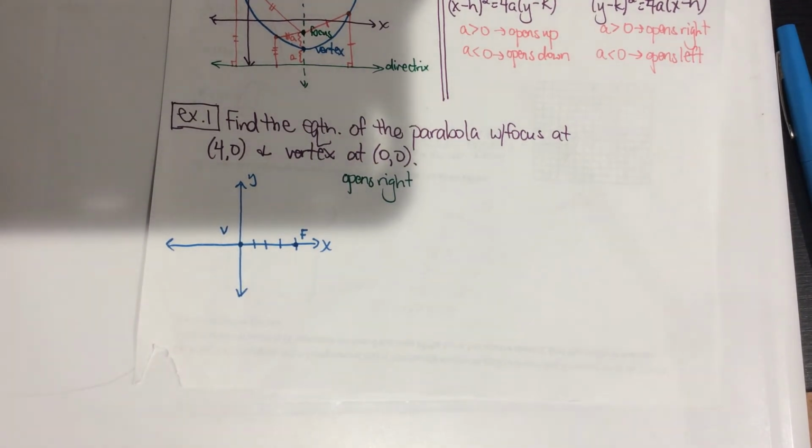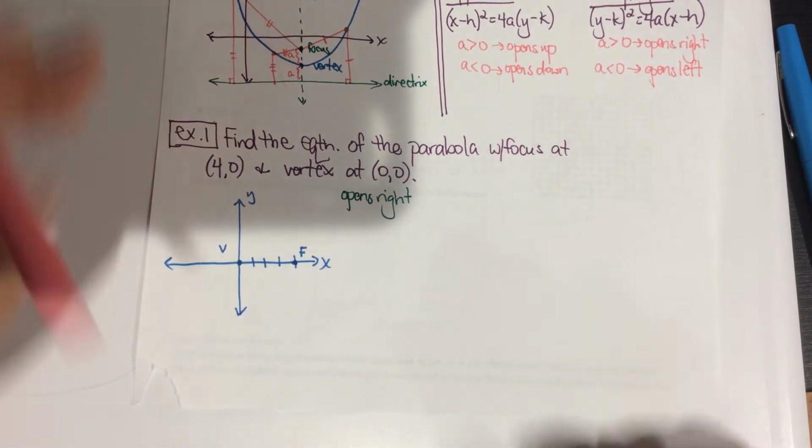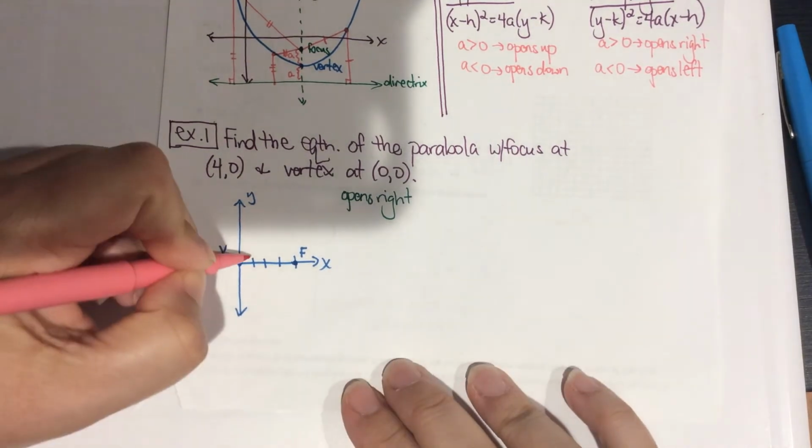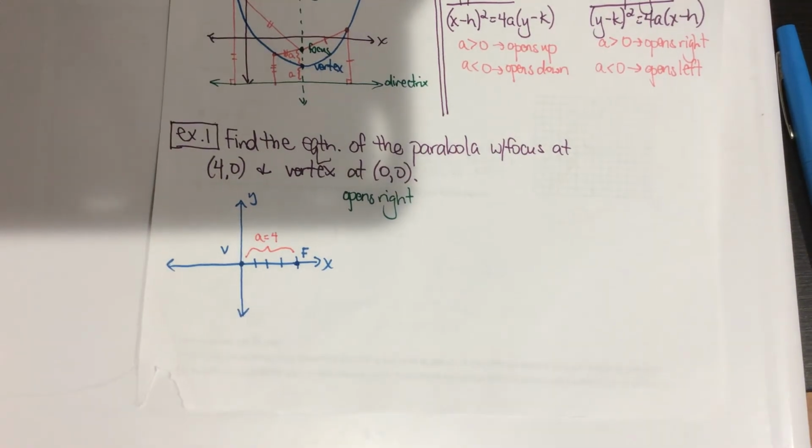The next thing I'm going to do is find the value of A. So if you're writing down steps, we're going to find the value of A. Well, remember, A is the distance from the vertex to the focus. We can figure that out right here. A is the distance from the vertex to the focus. That's 4 units. 1, 2, 3, 4.